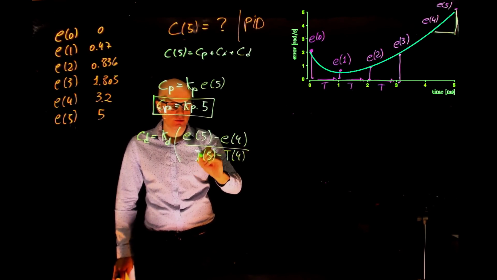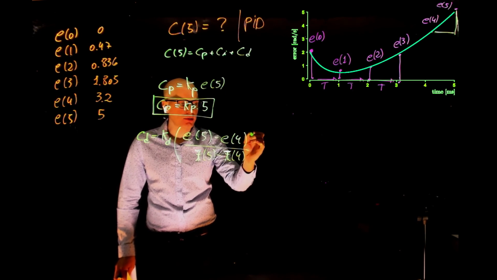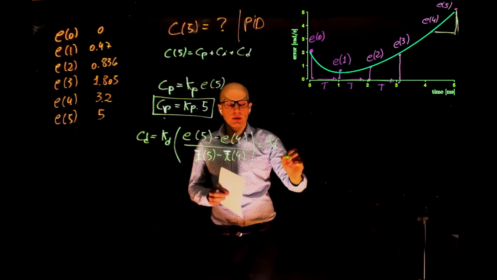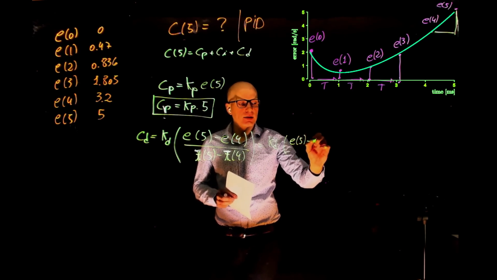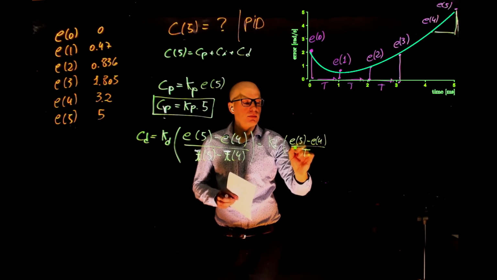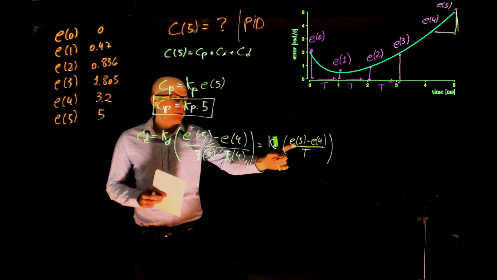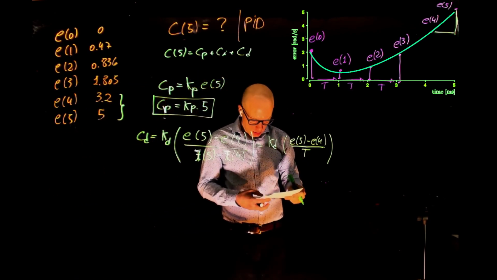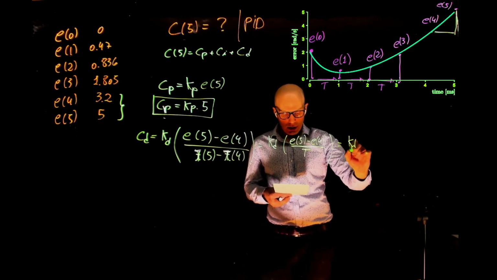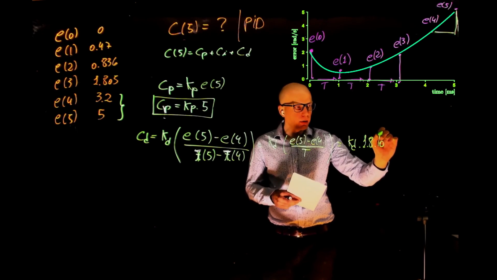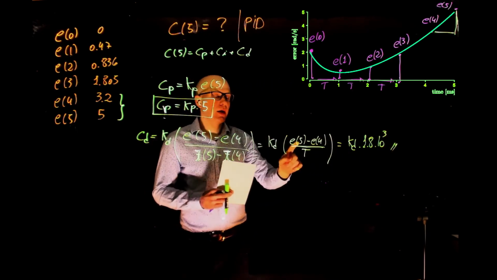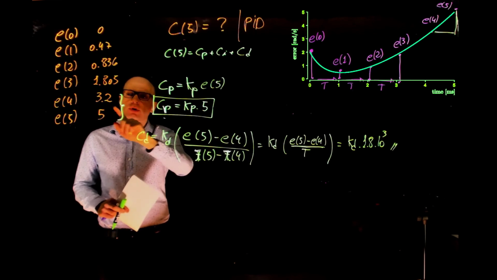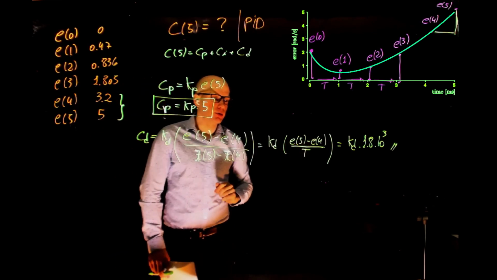Actually, to avoid confusion here, I'm going to use small t, it's not capital T. And this is equal to Kd times the error 5 minus error 4, divided by t. Error 5 and error 4 are here. t is 1 millisecond. We can solve for this. This would be Kd times 1.8 times 10 to the power of 3. E5 is 5, E4 is 3.2, and the difference is divided by 0.001.